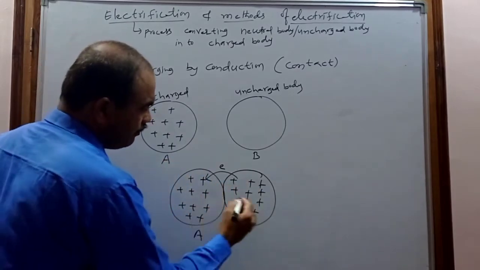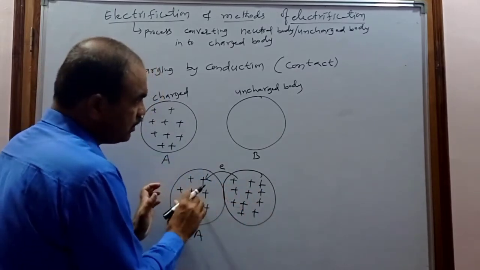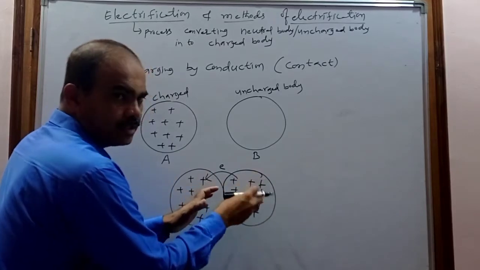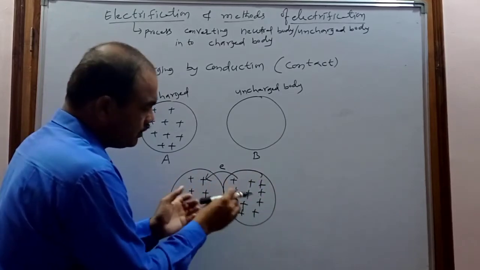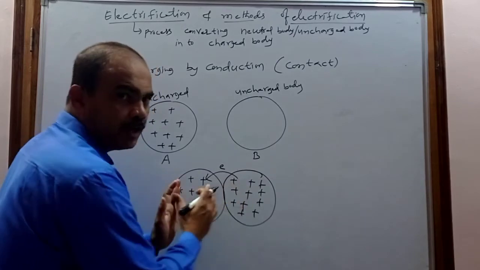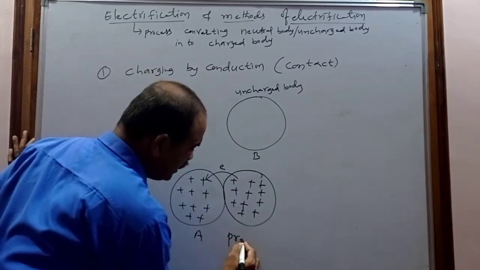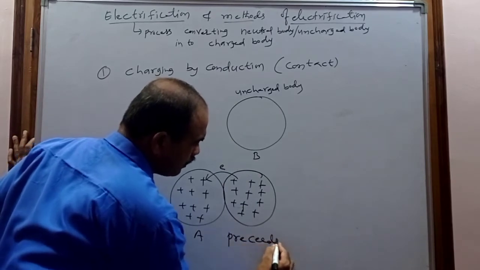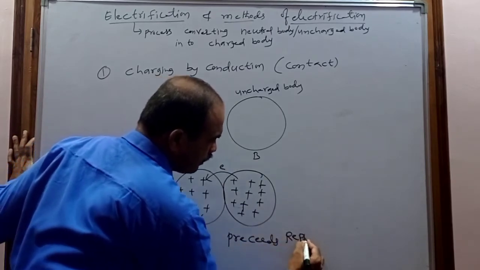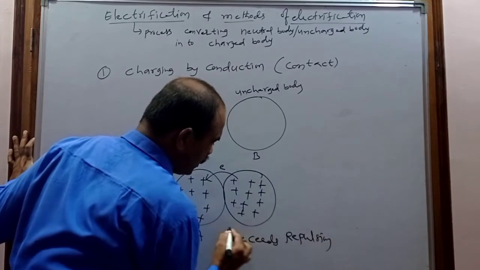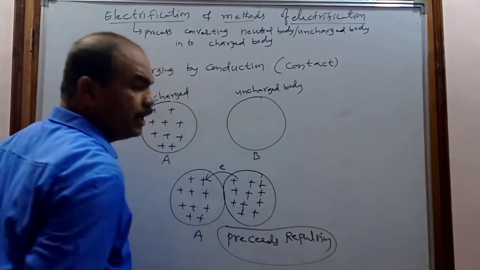That's why they repel each other. The charged body and the uncharged body both become positively charged, so positive charge and positive charge repel each other. That's why conduction precedes repulsion. So the conduction process precedes repulsion.